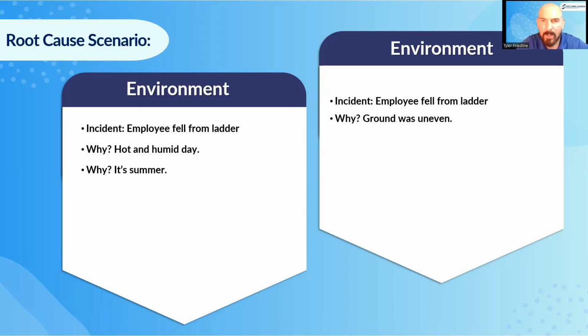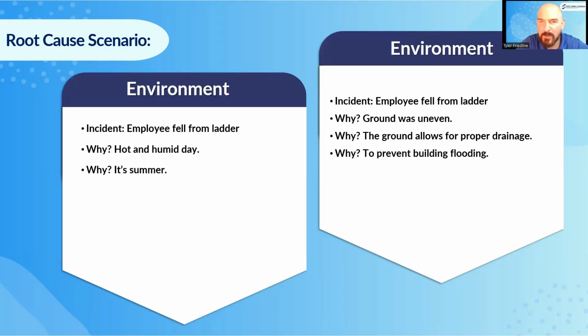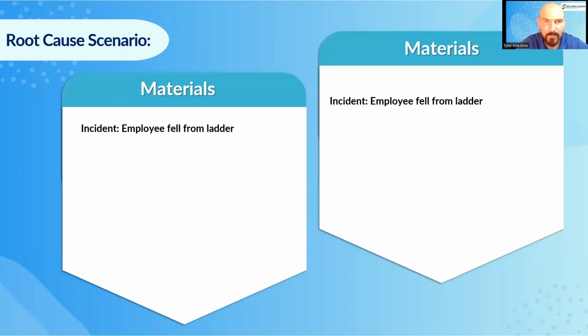The environment, what else was there? Well, the ground was uneven. Why is the ground uneven? The ground allows for proper drainage, right? So our building doesn't get flooded. And why don't we want our building flooded? Again, we're not getting anywhere useful with that. That's okay. It's just a tool to help us get to these causes. You're not always going to get there.